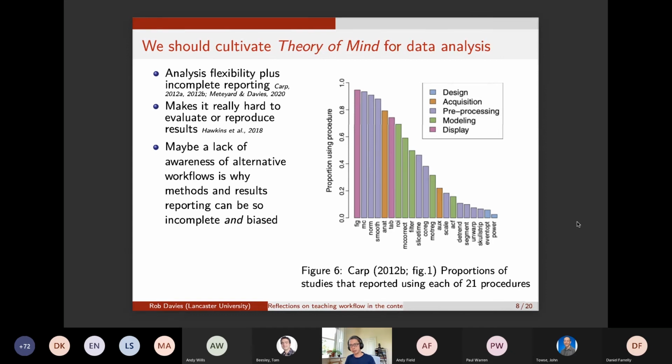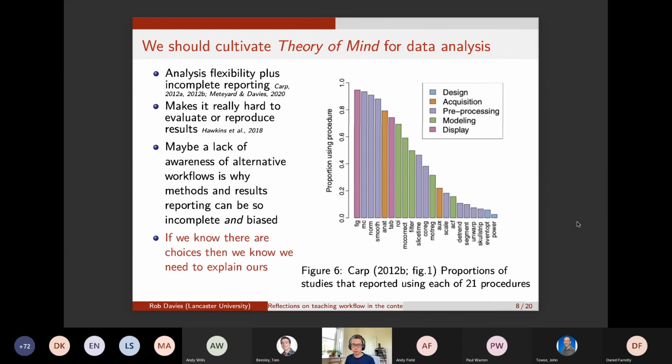I think often in traditional teaching, a lack of awareness of alternative workflows is why methods and results reporting can be so incomplete and biased. What you get is often this kind of illusory certainty around what you do, because what you do is what we do. It's what we do in the lab. It's what this PI does. It's what we do in this field, or it's what we do by default in this journal, or it's what this teacher tells us to do. And I think one of the things we need to cultivate is the sense that actually this is a thing we do. This is a workflow we adopt as a series of choices, but there are other choices.